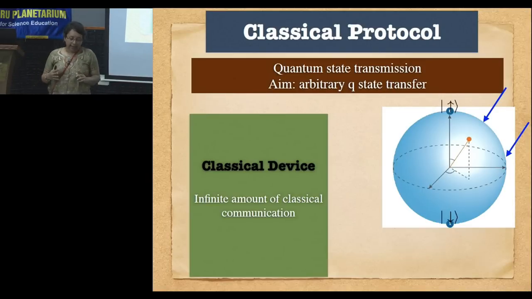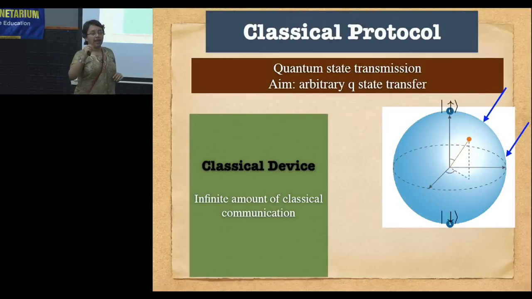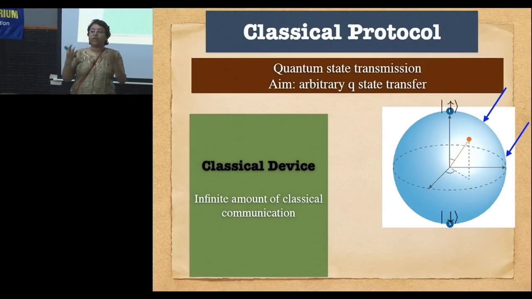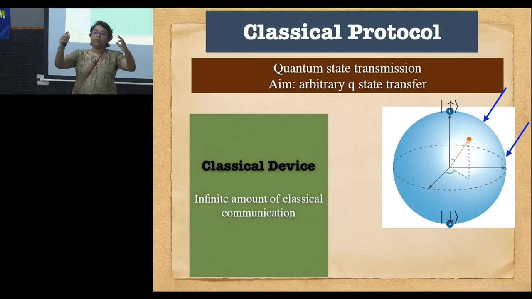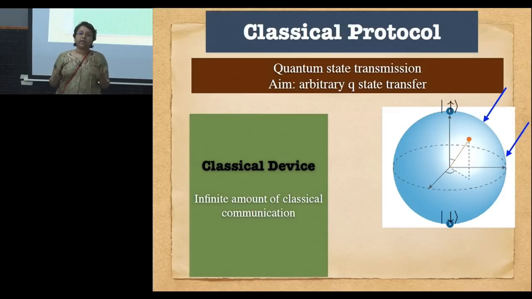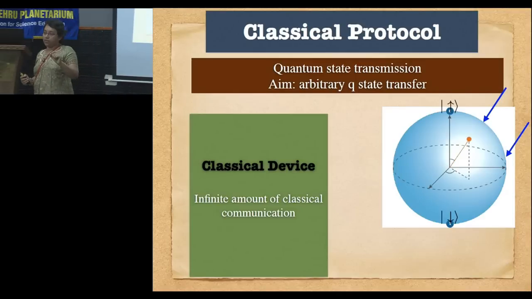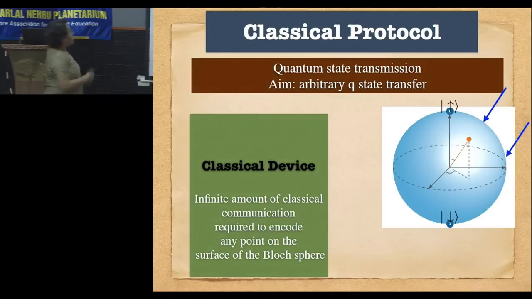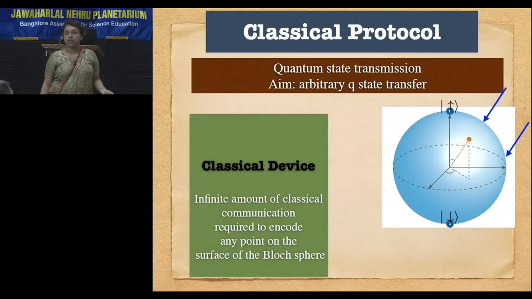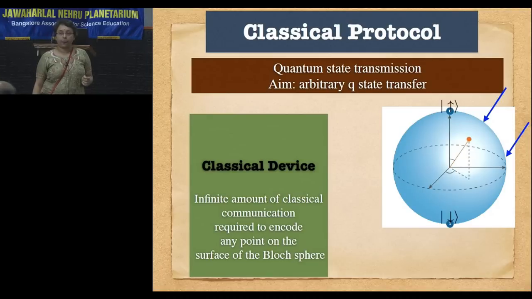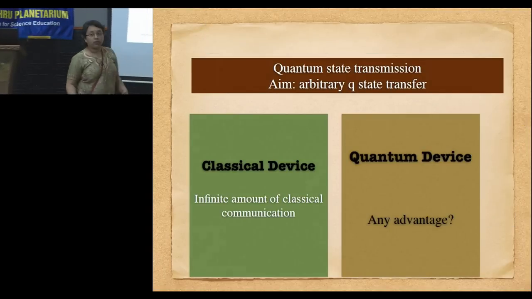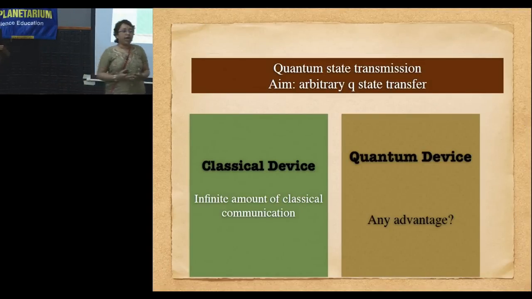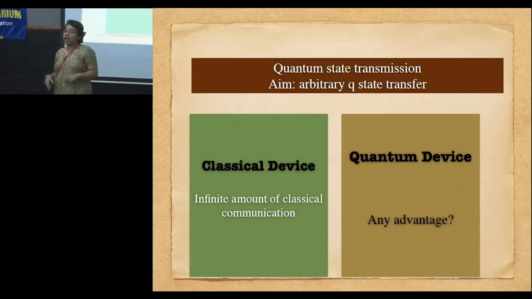Now, as I said, any arbitrary quantum state can be a point on the surface of a sphere. You can think like that. So, you understand that to encode any point on the surface, you need an infinite number of bits. And so, if I don't use any quantum physics, but I want to transfer a quantum state by using bits, I need an infinite amount of classical communication, or infinite bits. Now, ask the question whether we get any advantage if we have some quantum mechanical state at hand.